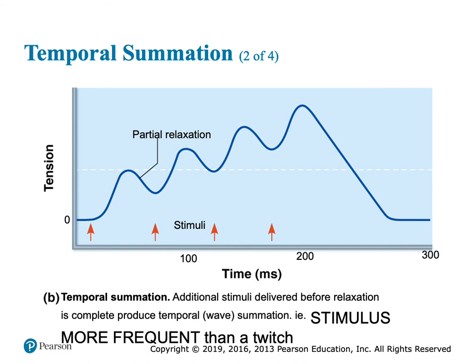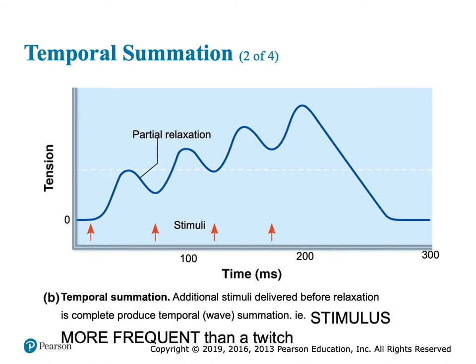Temporal summation. Here's the stimulus. You're going to contract. You're going to start to relax, but then you get another stimulus. Look what happens on that graph. The tension went up because you never got to completely relax. So you have all this calcium that didn't completely get pumped back into the sarcoplasmic reticulum. You have calcium from this stimulus, plus now another stimulus, so we're adding more calcium to allow for more recruitment of more muscles.